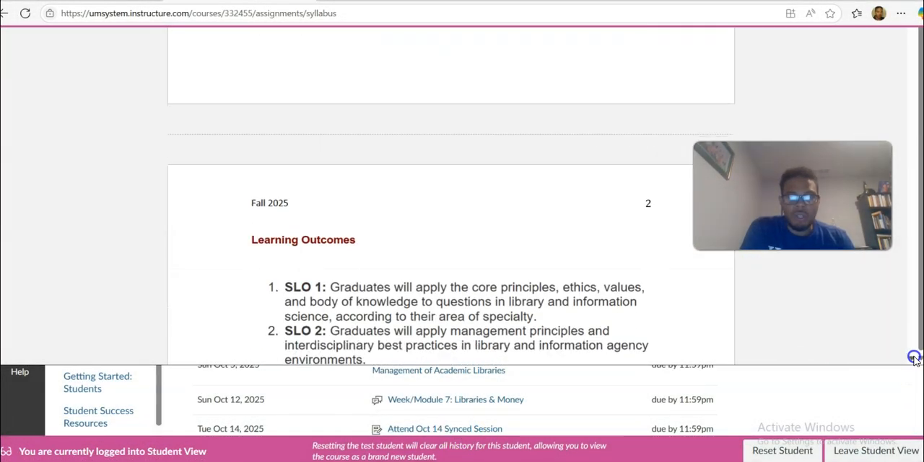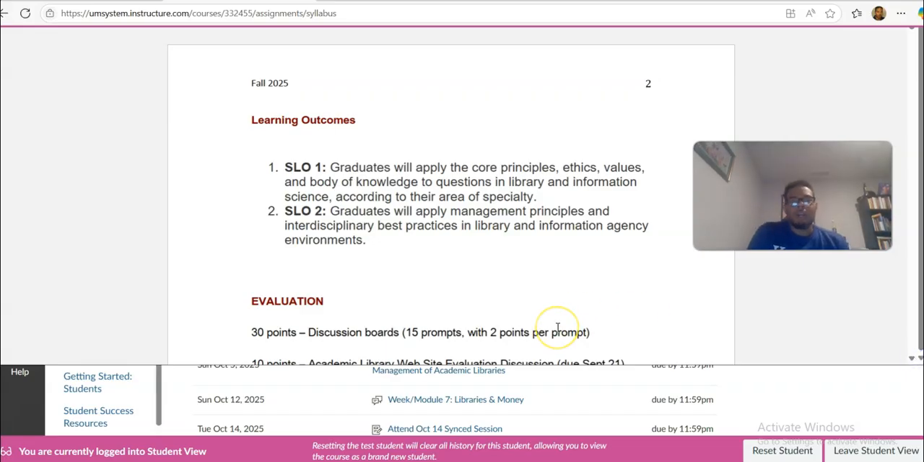So let's scroll on down. There are student learning outcomes associated with this class. Student learning outcome number 1: graduates will apply the core principles, ethics, values, and body of knowledge to questions in library and information science according to their area of specialty. And student learning outcome number 2: graduates will apply management principles and interdisciplinary best practices in library and information agency environments, okay?